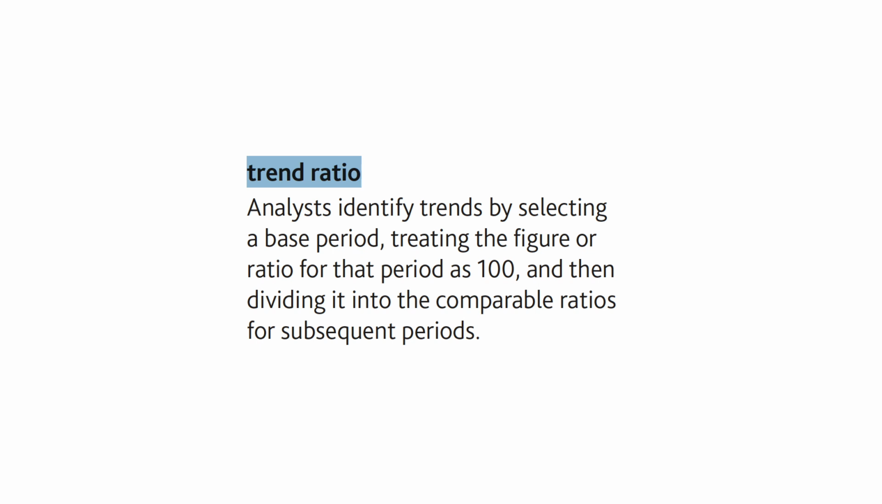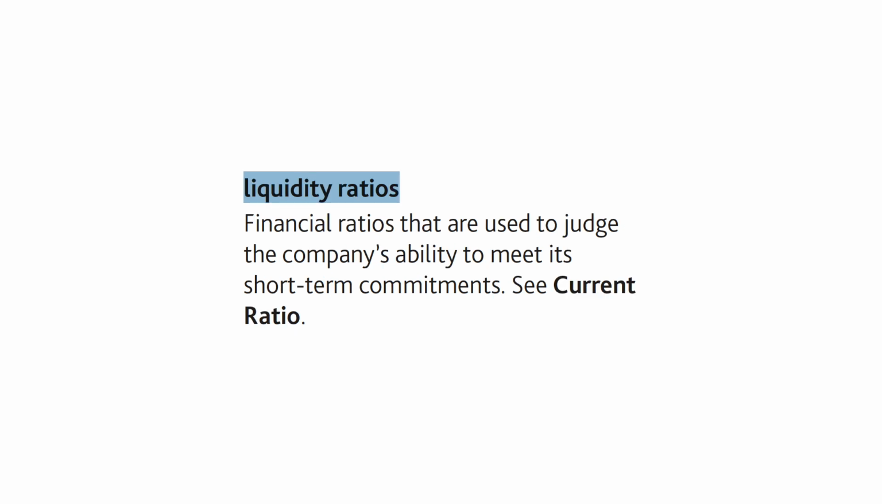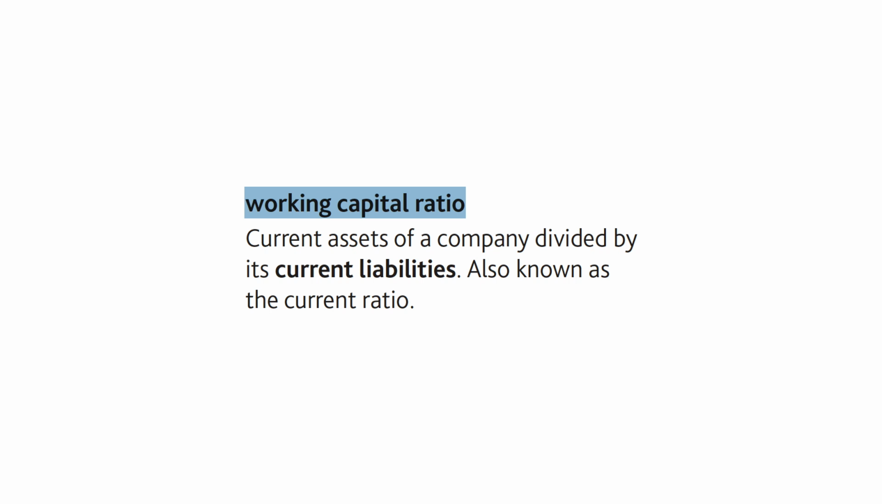Trend ratio. Analysts identify trends by selecting a base period, treating the figure or ratio for that period as 100, and then dividing it into the comparable ratios for subsequent periods. Liquidity ratios. Financial ratios that are used to judge the company's ability to meet its short-term commitments. Working capital ratio. Current assets of a company divided by its current liabilities, also known as the current ratio.